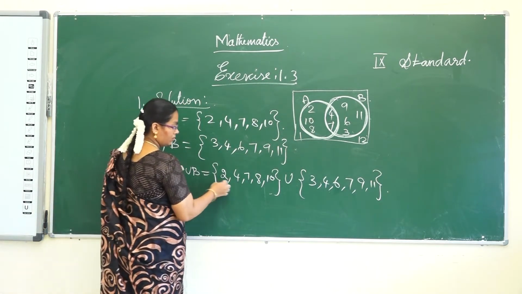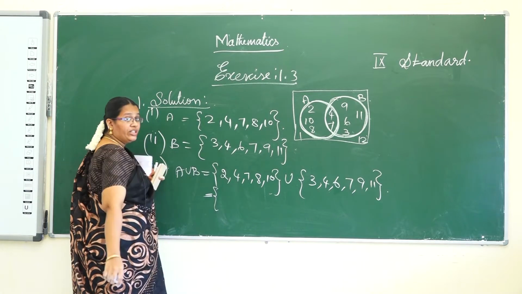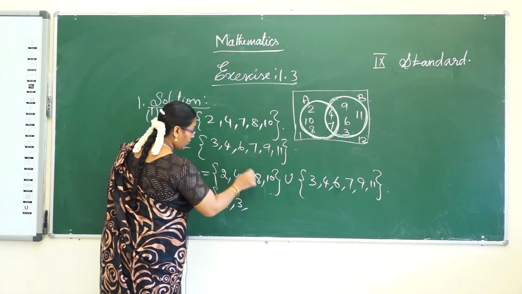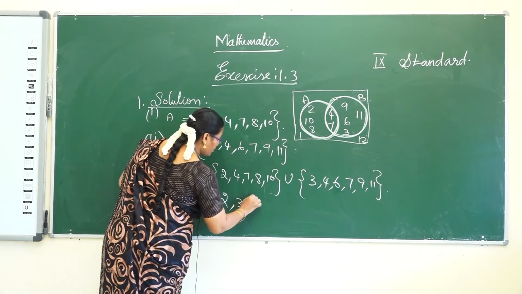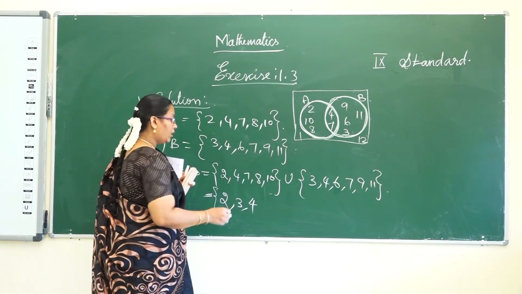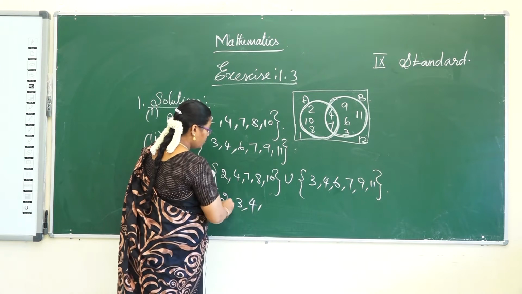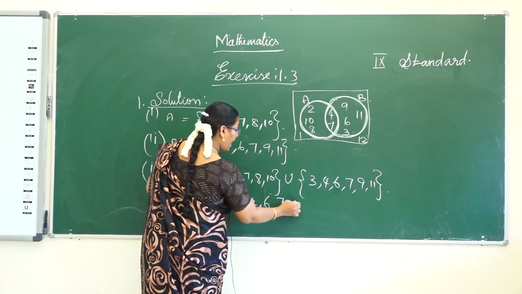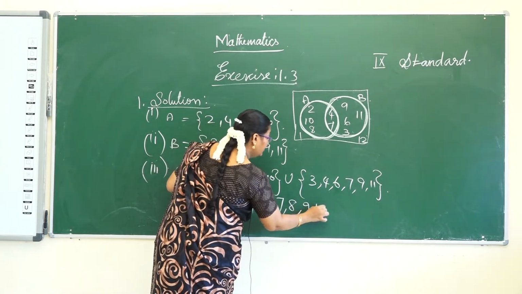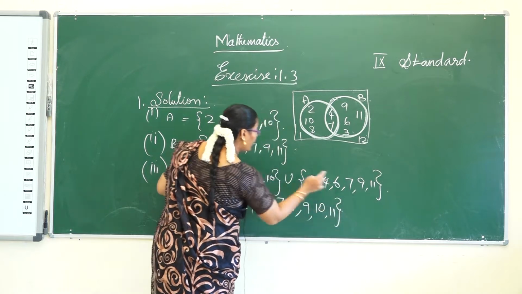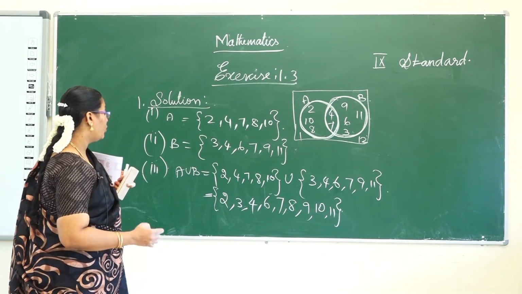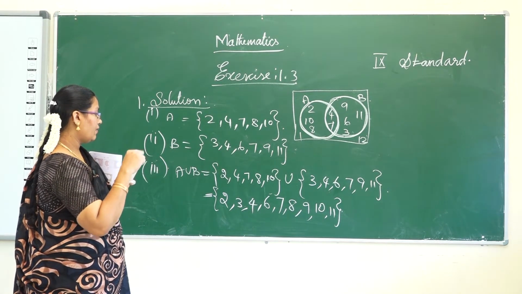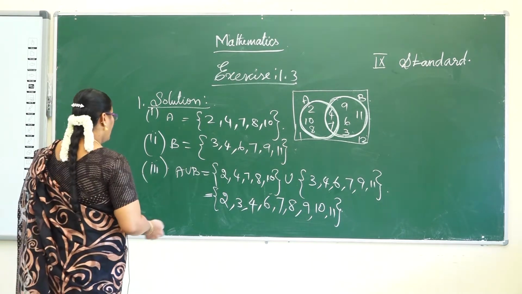Okay, so union means join all the elements in sets A and B. So join it: 2, 3, 4, where 4 is repeated. A set does not allow repetition, so write it one time. So 2, 3, 4 and the remaining elements: 6, 7, 8, 9, 10, 11. I hope I wrote all the elements from A and B. That's all. So A union B.